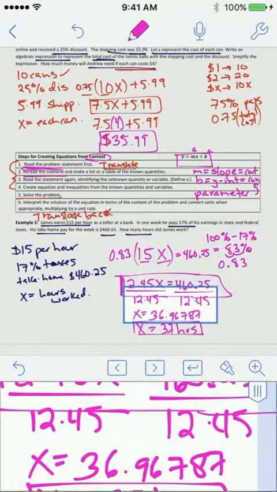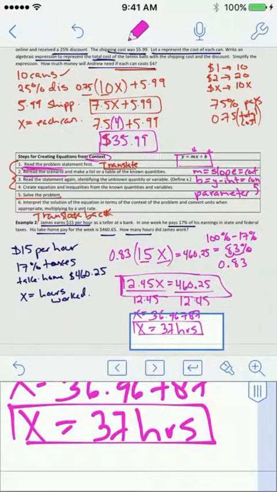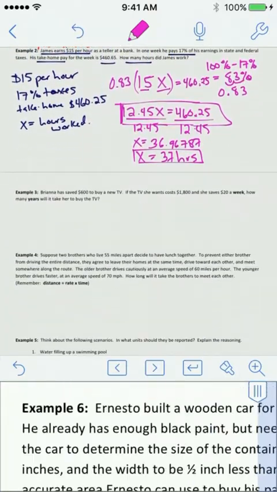So here is our solve. We got x equals 36.9787, right? However, that sounds weird in the context of the problem. Maybe some computers are that technical, but we can round up and say James worked about 37 hours. And we answered the question. We translated it back. All right. So that was our first equation.